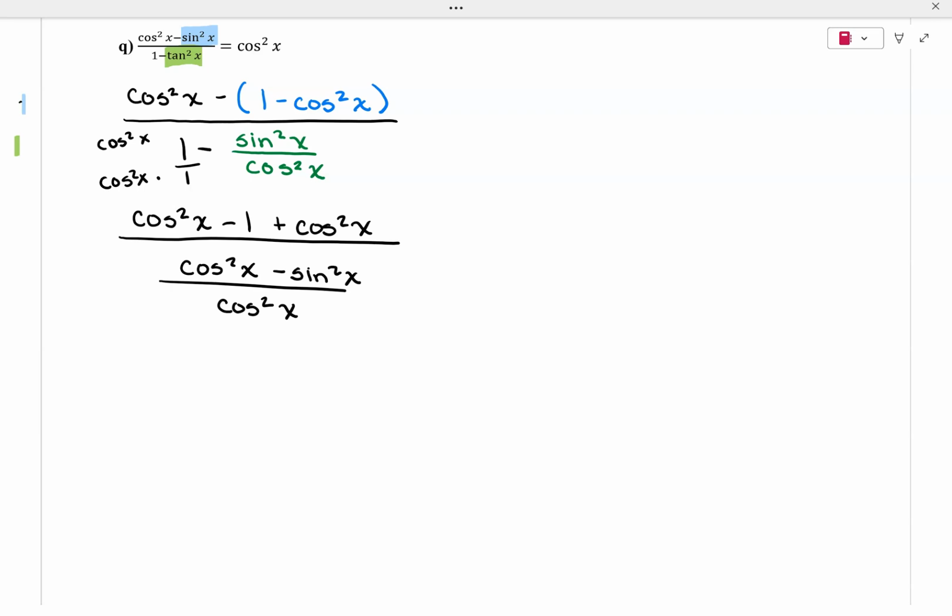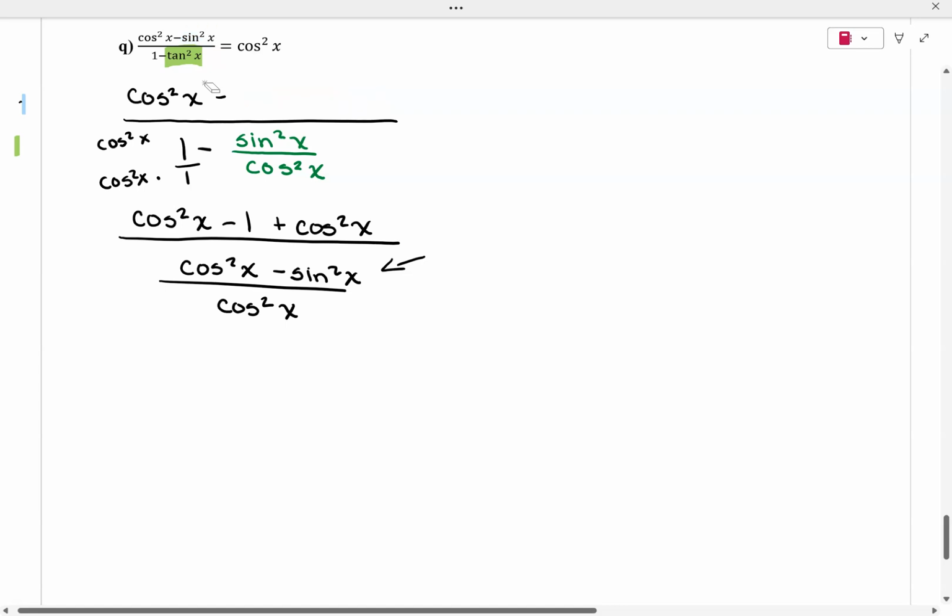Looks like we might have done too much work. But let's keep going, and then we'll come back and look at it. No, I think I want to fix it. Let's look at it. So notice what happened here. We got cosine squared minus sine of x. So I don't think we needed to change this one. So I'm going to put that back.